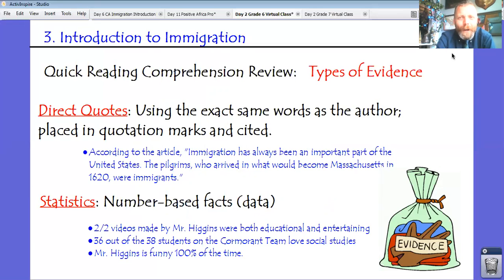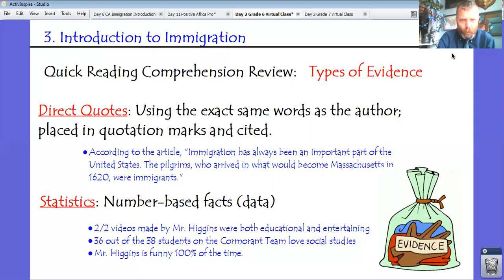I want to make sure that you understand that there are different types of evidence when we're doing reading comprehension. We did this lesson before the pandemic interrupted our studies, but I want to review it with you really quick because you're going to need to know this when completing today's fact check. Two types of evidence that you need to be familiar with as sixth graders are direct quotes and statistics. Direct quotes are when you use the exact words of the author in your answer. You put the exact words in quotation marks, and you give credit to the author.